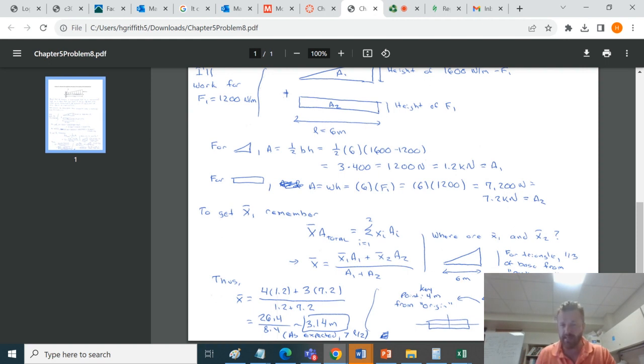Now remember, this is a coordinate. It has to be referenced from some origin. So I'm choosing to measure everything horizontally from the left side of the beam. So the left side of my beam is x equals 0. I'm measuring everything out to the right.